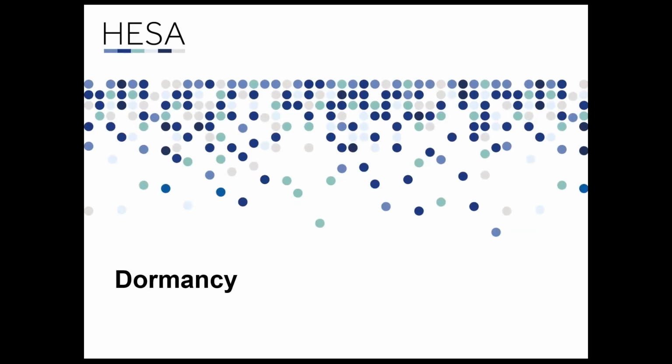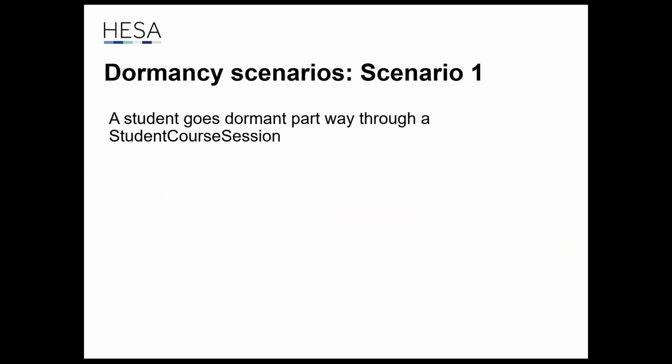So what I've got now are 7 different scenarios of students going dormant or intercalating under different circumstances. Scenario 1 then, a student goes dormant partway through a student course session. And as I said, the session status entity is recording where they change status during a student course session. So that's where that entity is going to come into play.